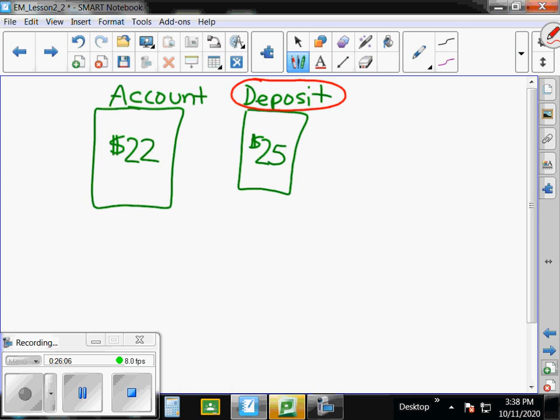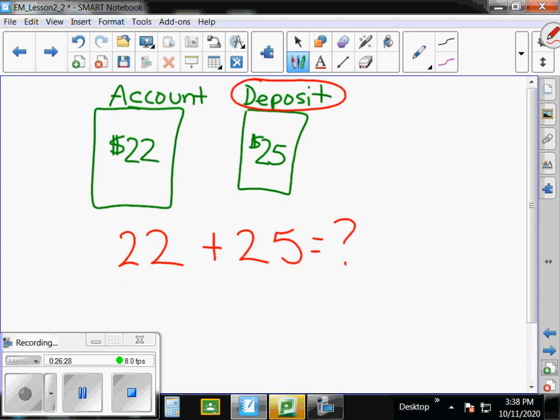The opposite would be withdrawing from your account. So if grandma's depositing money, grandma's putting more money in. So if I want to know how much is in his account now, what am I going to do? Well, I'm going to take what he had, I'm going to add what grandma put in, and then that's going to give me my answer.